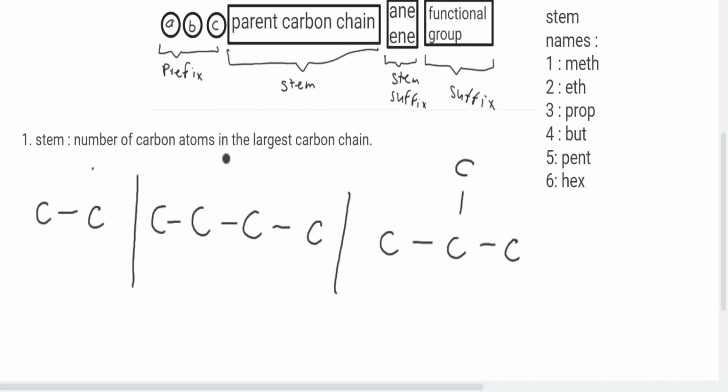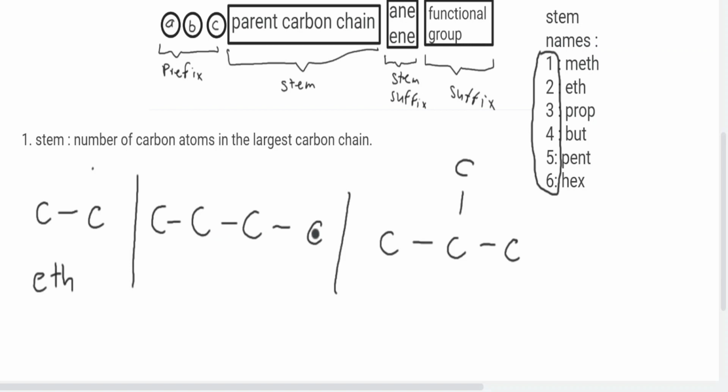The stem is the number of carbon atoms in the largest carbon chain, and the stem name depends on the number of carbon atoms. If there is one carbon atom, this is meth. If the chain has two carbon atoms, it's eth. Three carbon atoms is prop. Four carbon atoms in a chain means but. Five carbon atoms means pent, and six is hex, seven is hept, and so on. So I have this chain right here, and there are only two carbon atoms. That means this is eth.